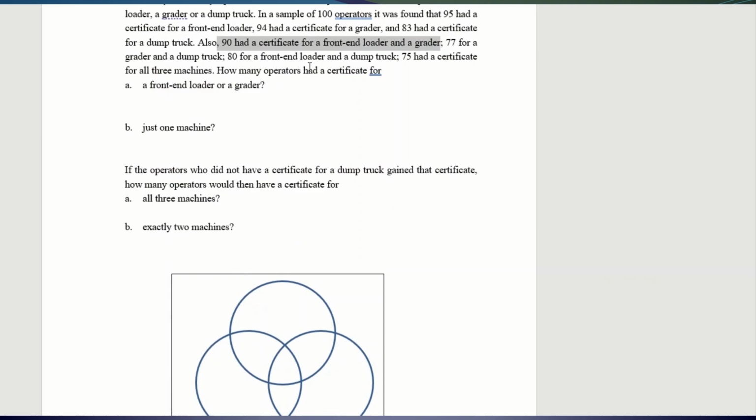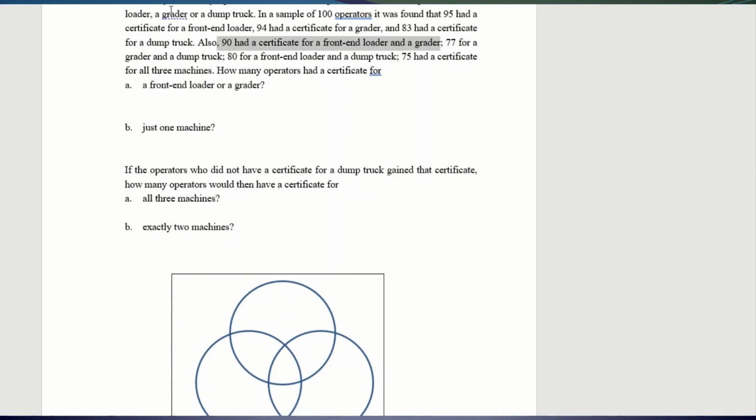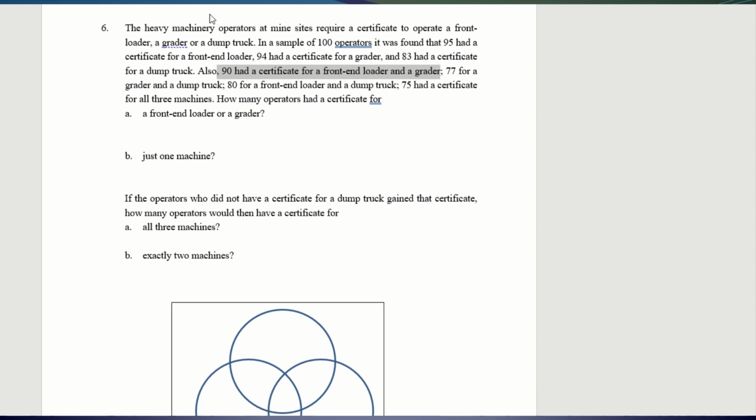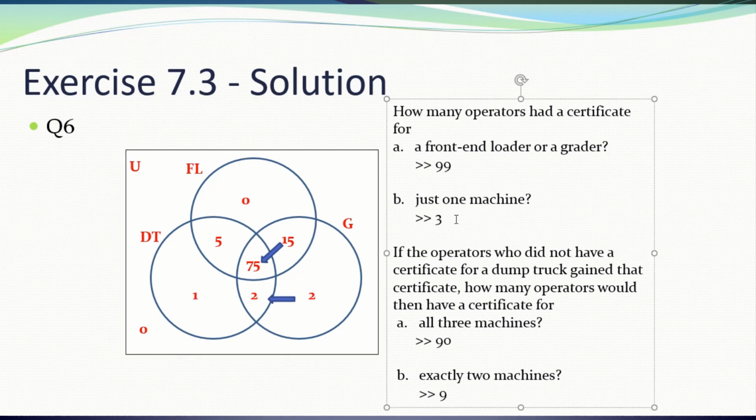Okay. All right. So basically, this is how it is. So you total up everything. There were 100 altogether, and then you fill up the rest. So what's the total for a front end loader or a grader? So you add up front end loader or a grader, you add up all this. That's 99. Just one machine. This, and this. 3. Just one machine.